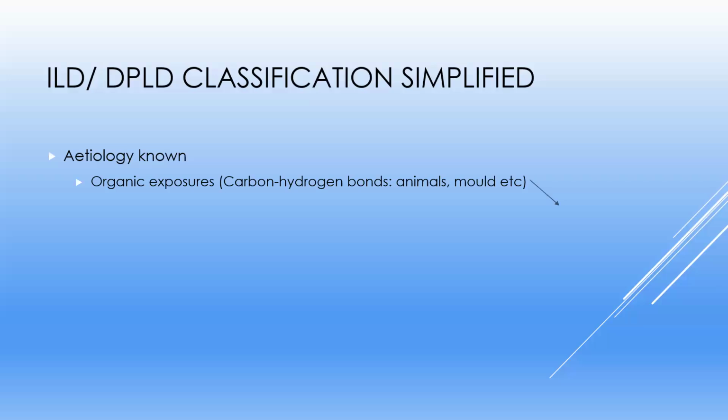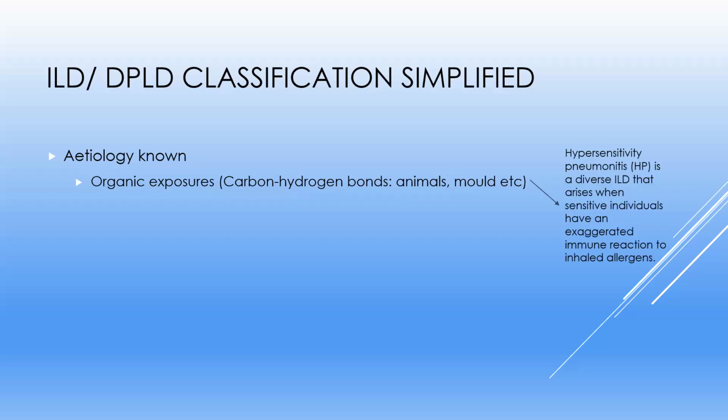A simplified classification, or a simple way to approach ILD, is this. Number one, is the etiology known? When we talk about a known etiology, we talk about organic exposures. Organic, by definition, means they have carbon-hydrogen bonds: animals, molds, etc. This leads to an entity called hypersensitivity pneumonitis, which again is a very diverse ILD in itself, and it typically represents a dysregulated immunological reaction to inhaled antigens.